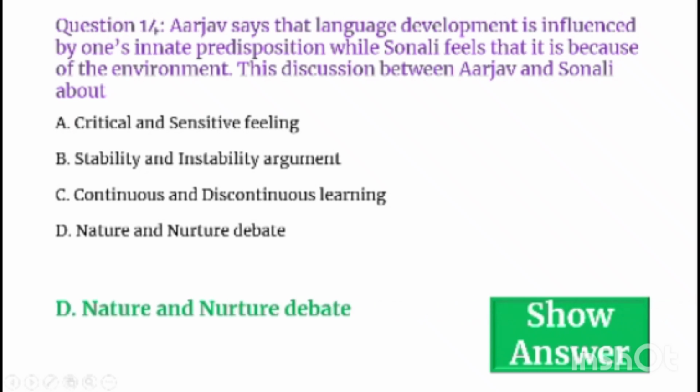Arjav says that language development is influenced by one's innate predisposition, while Sonali feels that it is because of the environment. Here the environment is included in the question. So, this discussion between Arjav and Sonali is about the nature and nurture debate. So, it is clear. Okay.